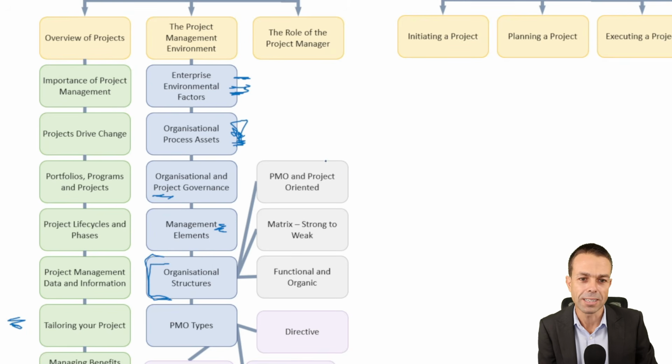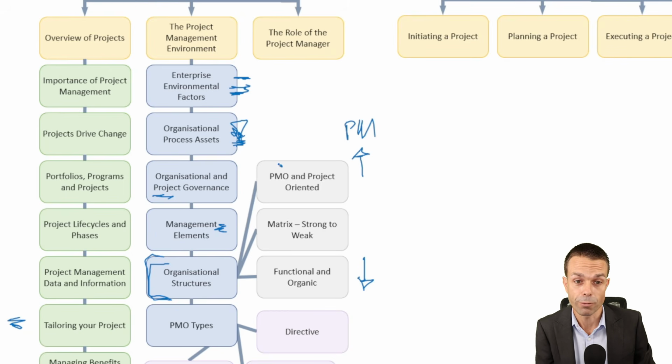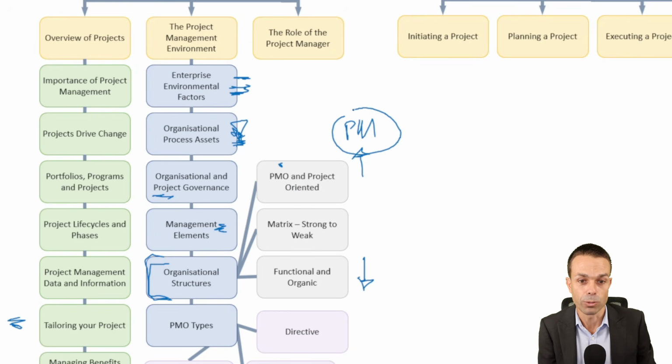There are different ones here. So these range from a high level of influence, where the project manager has a high level of influence, to a low level of influence. And what we've got is a project management office or project-oriented organizational structure. The project manager has a high level of influence in these ones because it's all about the PMO and the projects. Then we've got a matrix, strong to weak organization.